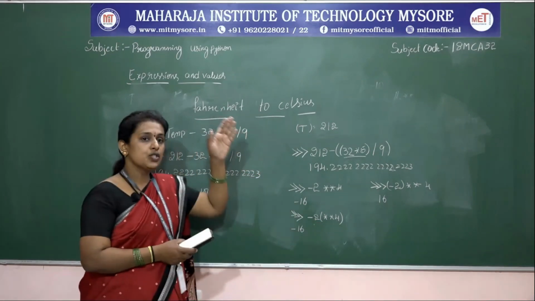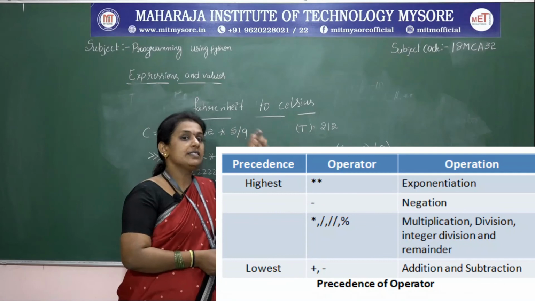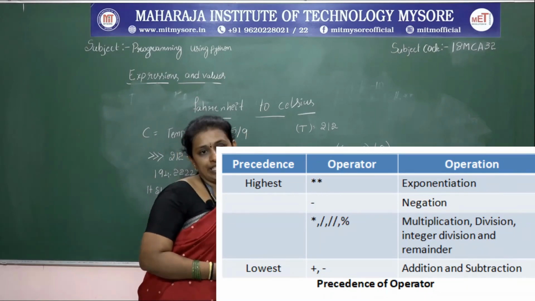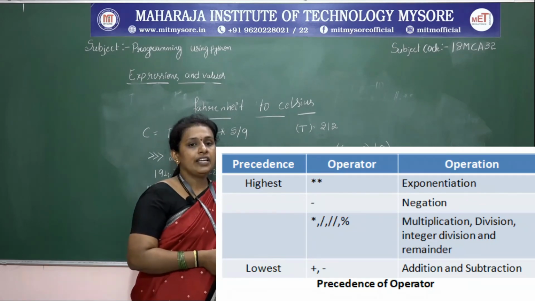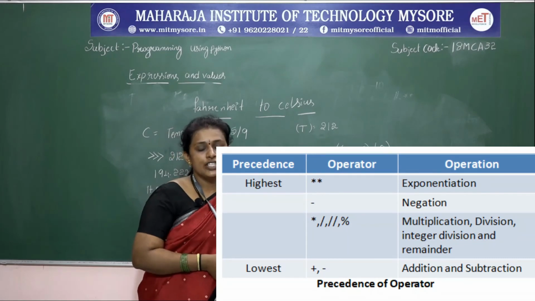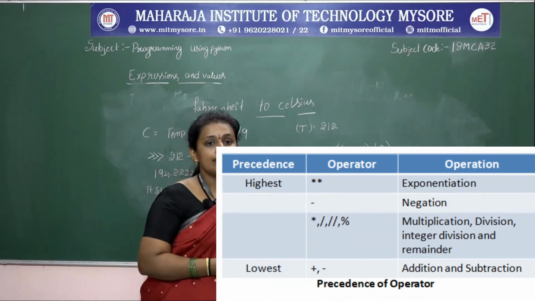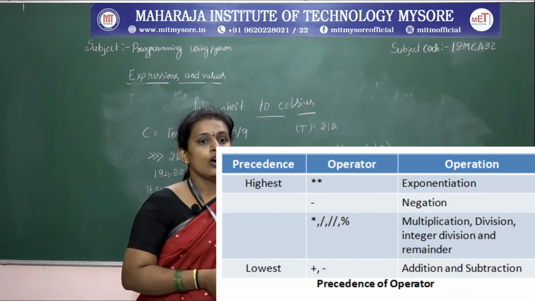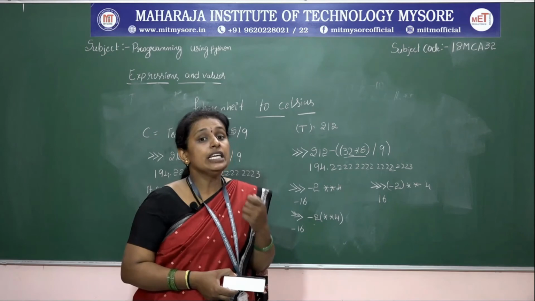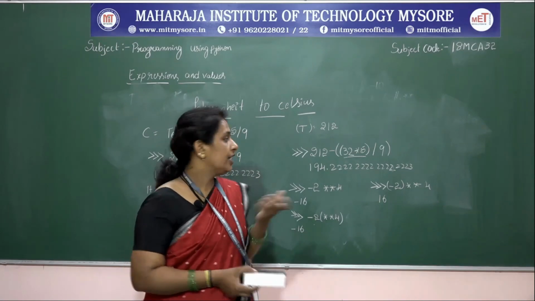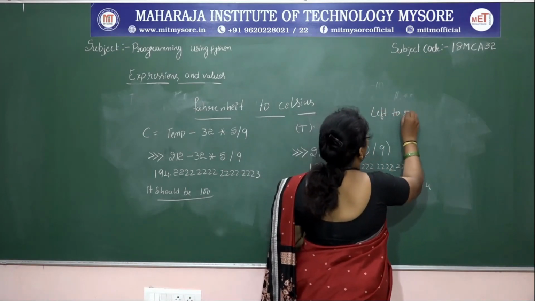The table shows the precedence from higher to lower. The highest precedence goes to the exponential operator, next comes the negation operator, next the multiplication, division, integer division and remainder operators, and the lowest precedence is plus and minus, that is addition and subtraction. When operations have equal precedence, they are evaluated from left to right.